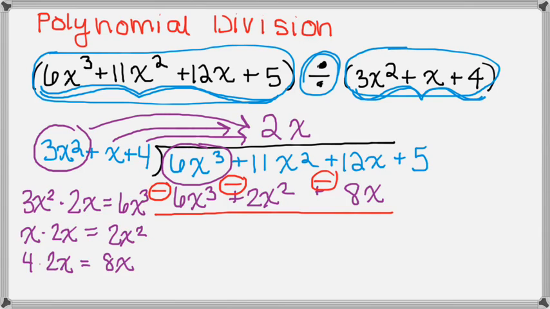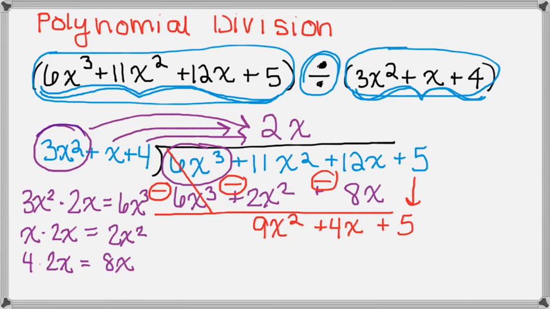So 6x cubed minus 6x cubed cancels, that's what we wanted to happen. And then we have 11x squared minus 2x squared, so we get 9x squared. And then 12x minus 8x gives us a positive 4x. And then here we can bring down the plus 5. And at this point of our division, our process starts all over again.